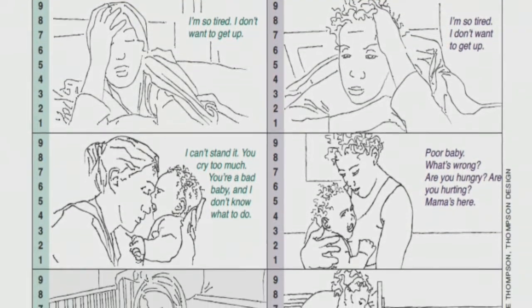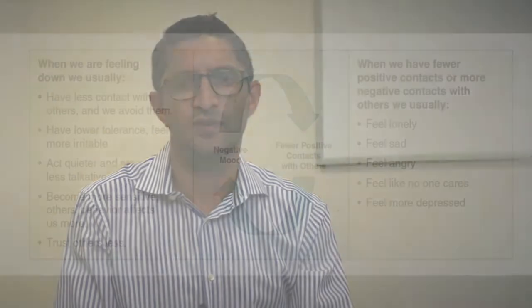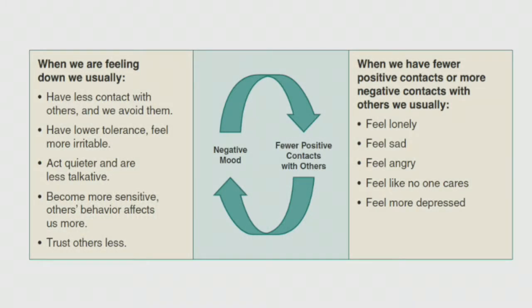We start by asking individuals receiving the curriculum about the types of interactions they have with people when they are feeling down, and to generate their thoughts on those interactions. Many people will say that they have less contact, have lower tolerance, might feel irritable. And so that is a conversation starter for thinking about the relationship between contact with others and mood.